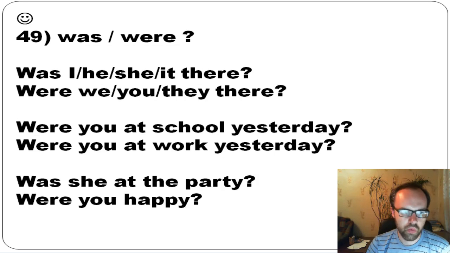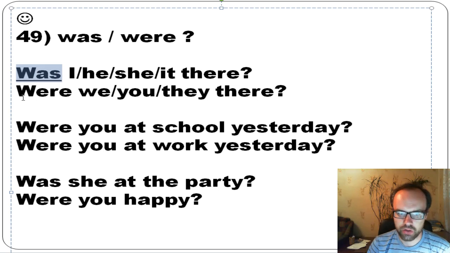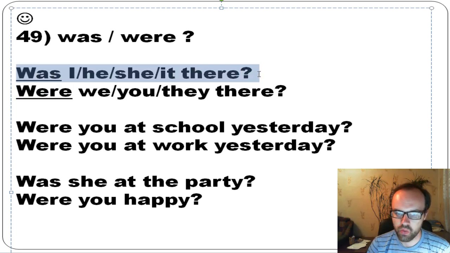Well, so was and were in questions. We put was or were at the beginning of the sentence. We use was with I, he, she, it. Look. Was I there? Was he there? Was she there? Was it there? And we use were with we, you, they. Were we there? Were you there? Were they there?